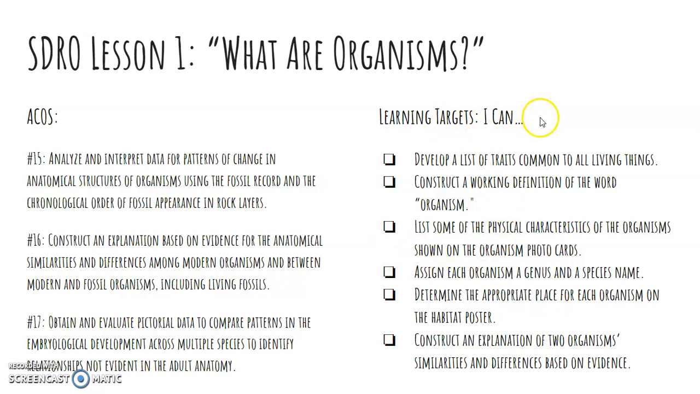Over here we have our learning targets. In this lesson, you should be able to develop a list of traits common to all living things. You should be able to construct a working definition of the word organism. You should be able to list some of the physical characteristics of the organisms shown on the organism photo cards. You should be able to assign each organism a genus and a species name. You should be able to determine the appropriate place for each organism on the habitat poster. And you should be able to construct an explanation of two organisms' similarities and differences based on evidence.